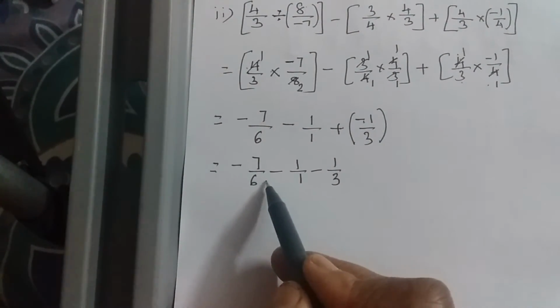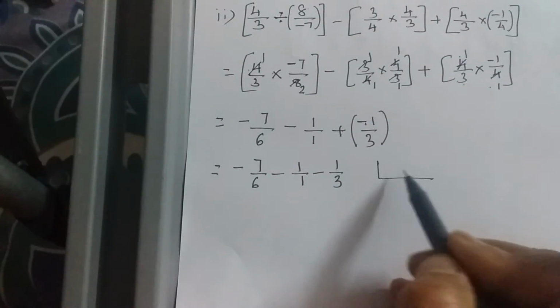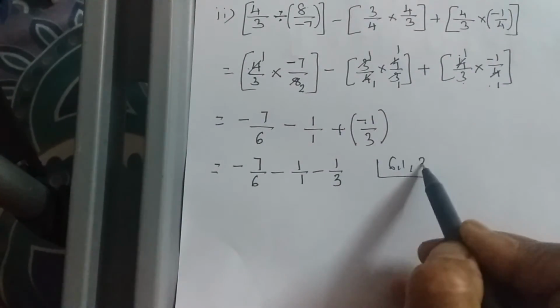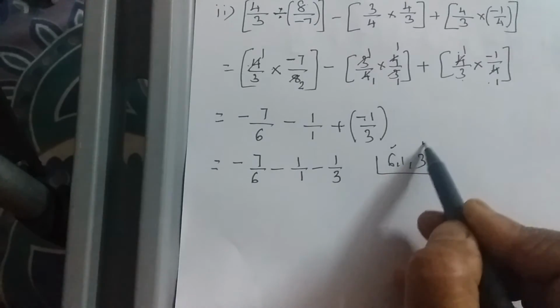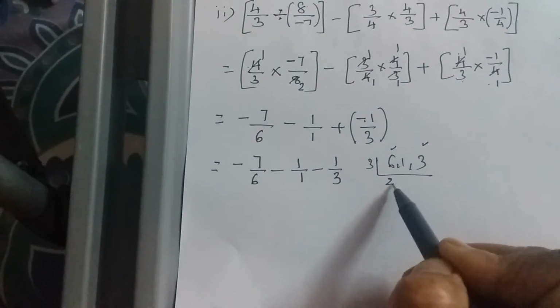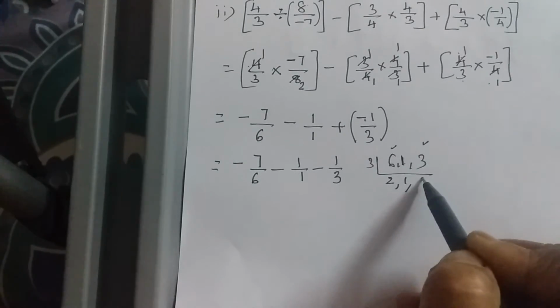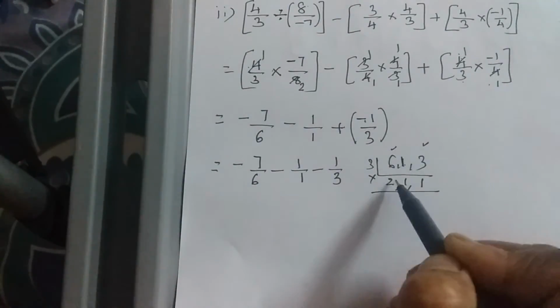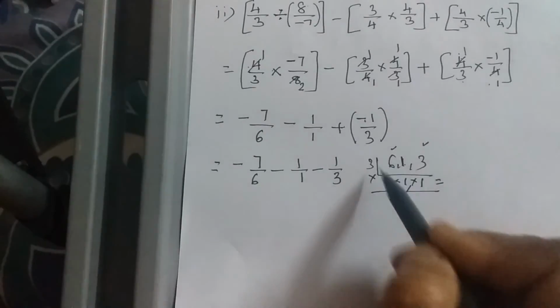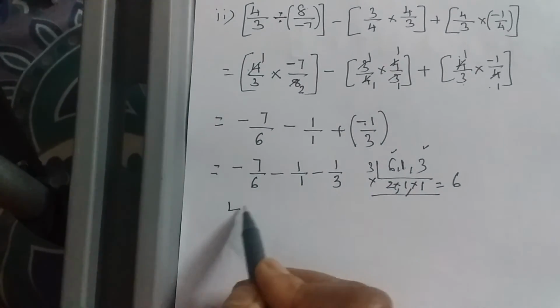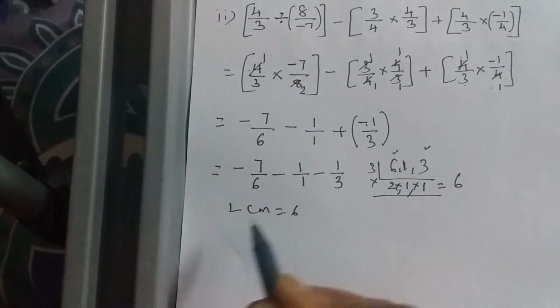Again LCM of 6, 1 and 3. What is the LCM of 6, 1 and 3? We can divide 6 and 3 by 3 tables. 3 twos are 6. We cannot divide 1 by 3. Write 1 as it is and 1 threes are 3. Now when you multiply everything, leave out 1. Multiply the other numbers, it is 6. So LCM is 6.